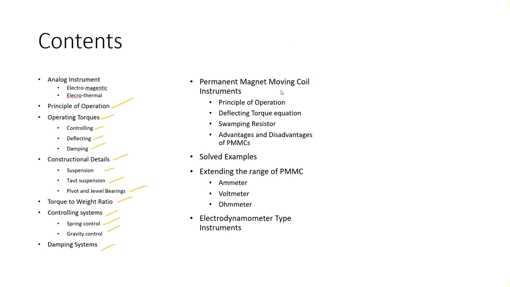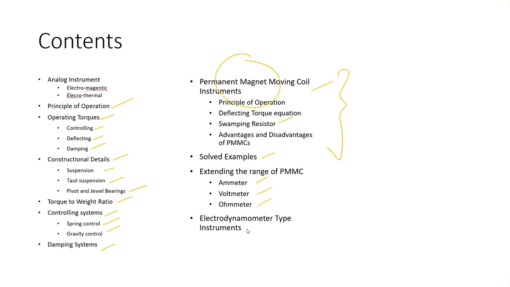After that we will also study the PMMCs, permanent magnet moving coil instruments, and after that we will also solve some problems on these instruments. We will study topics related to swamping resistors, etc. as well. After studying this PMMC, we will convert the same PMMC to an ammeter, a voltmeter and an ohmmeter, so that we can also know about the uses of these PMMCs.